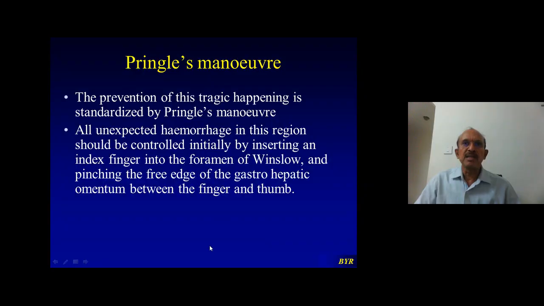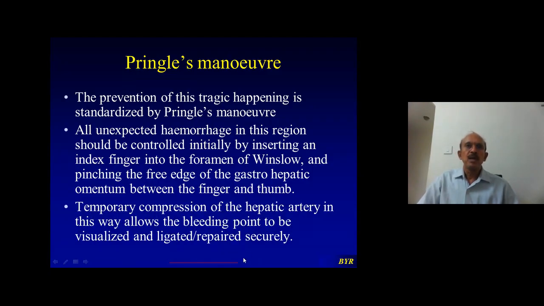All unexpected hemorrhage in this region should be controlled initially by inserting an index finger into the foramen of Winslow and pinching the free edge of the gastrohepatic omentum between the finger and the thumb. Temporary compression of the hepatic artery in this way allows the bleeding point to be visualized and ligated or repaired securely.